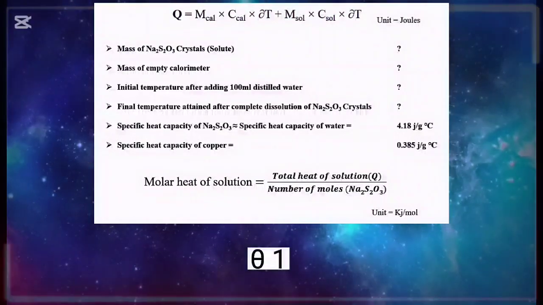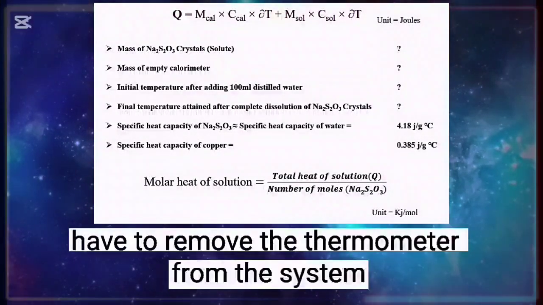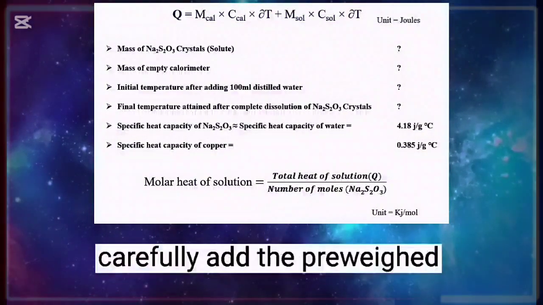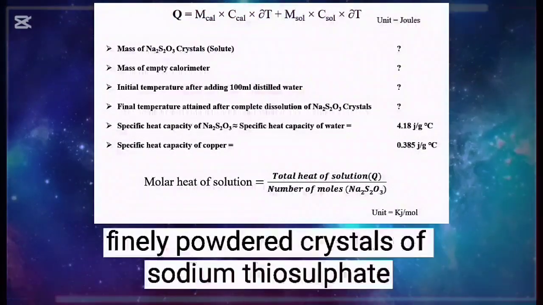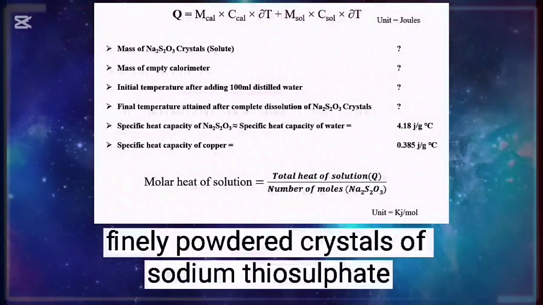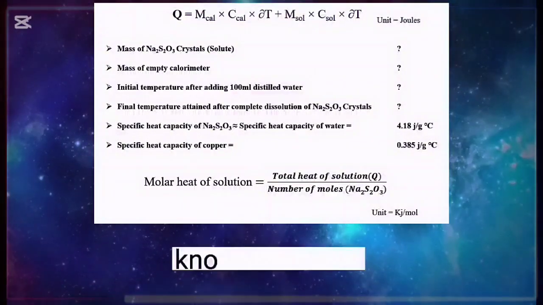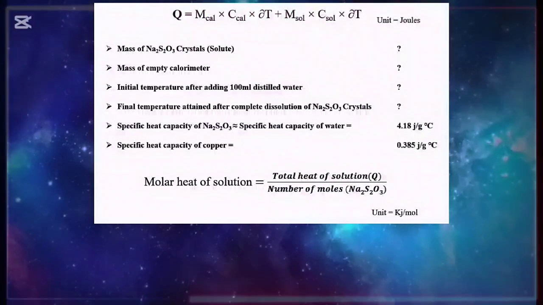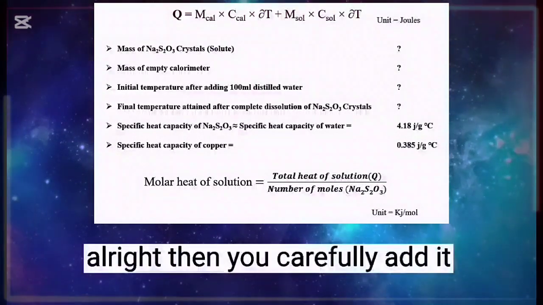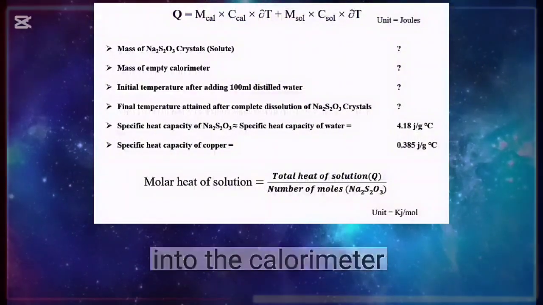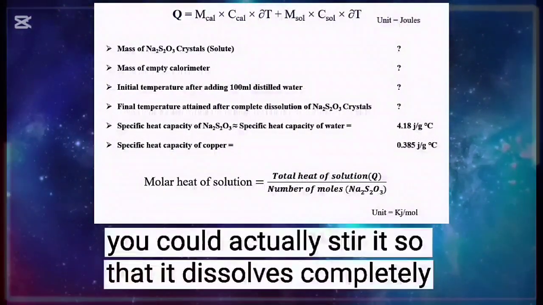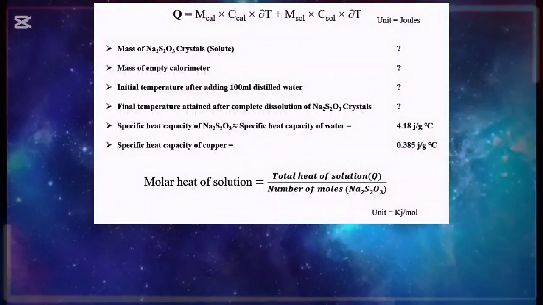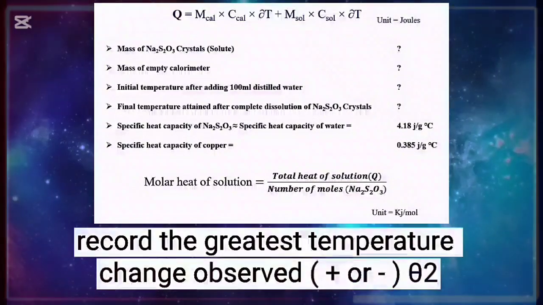Now you've noted that temperature as θ1, and you don't have to remove the thermometer from the system. The next thing you have to do is carefully add pre-weighed finely powdered crystals of sodium thiosulphate. You have to weigh it, know the actual mass of the sodium thiosulphate you take in. Then you carefully add it into the calorimeter to dissolve. You could stir it so that it dissolves. Once it has dissolved, record the greatest temperature change observed.